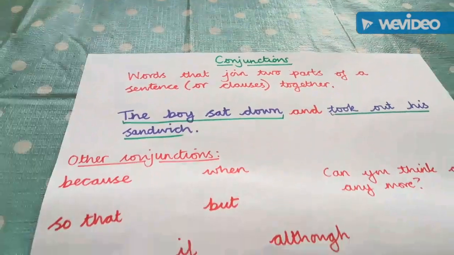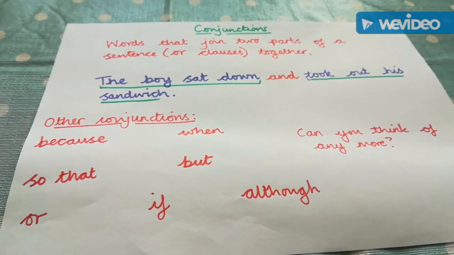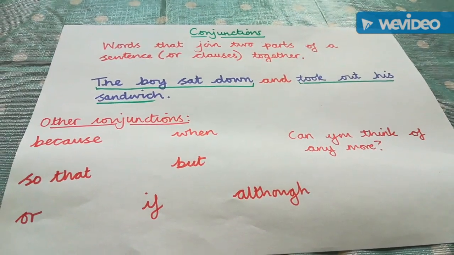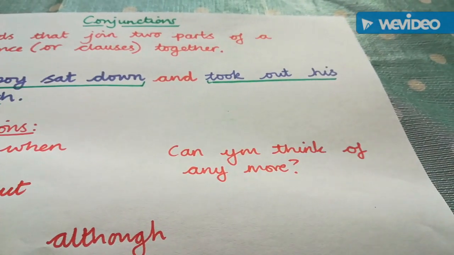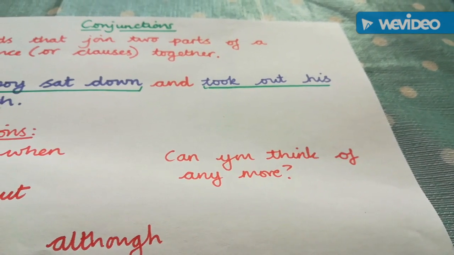So I've had a little think of some other conjunctions that I could think of. So we've got some other conjunctions: because, so that, or, if, when, but, although. And just like we did with adverbs, what I'd like you to do now is pause the video for maybe about 2 minutes again and just write out as many conjunctions as you can think of.